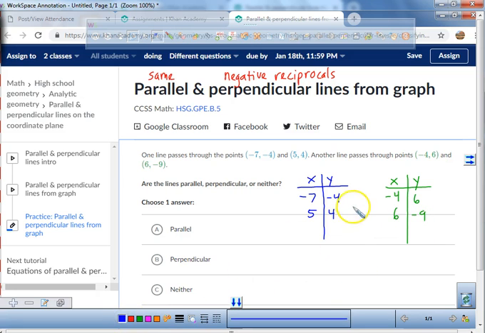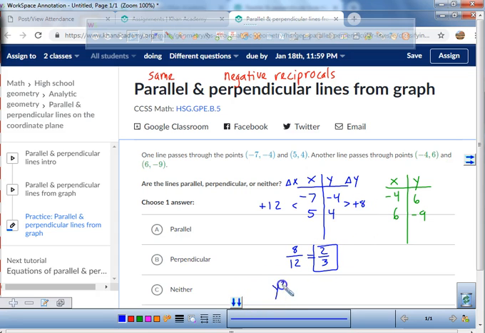Now all I'm looking for is the gap. What's the change in y over the change in x? If I went from -4 to a +4, I would have to add 8 to get there. -4 plus 8 is 4. If I went from a -7 to a +5, I'd have to add 12. So my slope with this set of ordered pairs is going to be 8 over 12, which reduces to 2/3. This is just an easy way to find slope without having to use the slope formula.